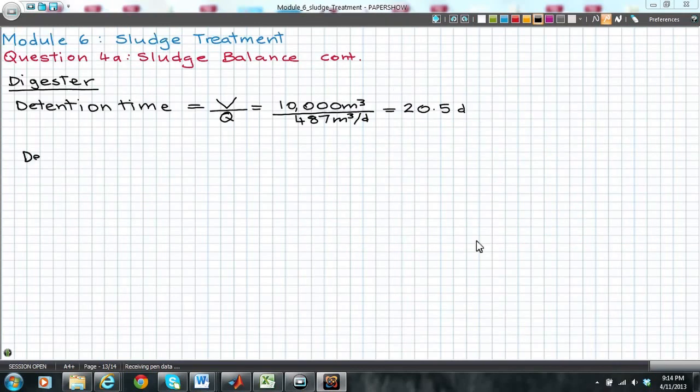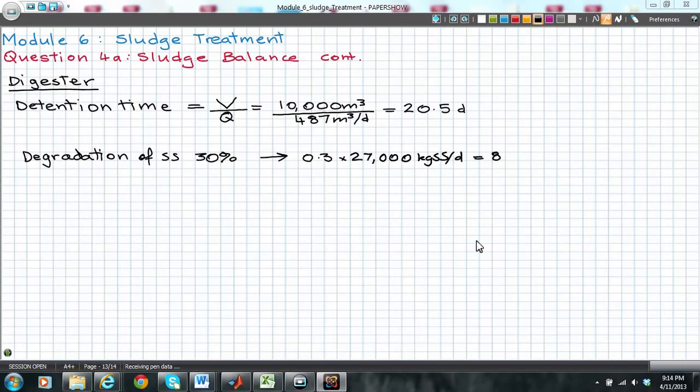So we'll calculate the amount of solids that are degraded, which is 30% of the total entering. So 0.3 times 27,000 kilograms suspended solids per day, which is equivalent to 8,100 kilograms of suspended solids per day degraded in the digester.